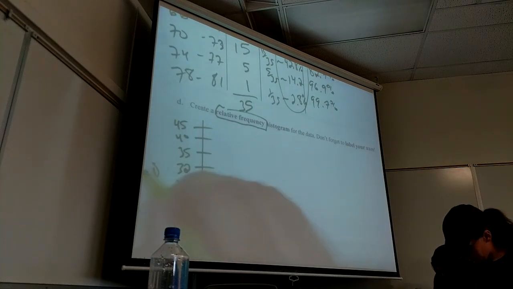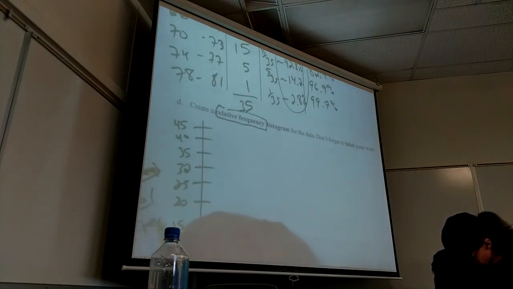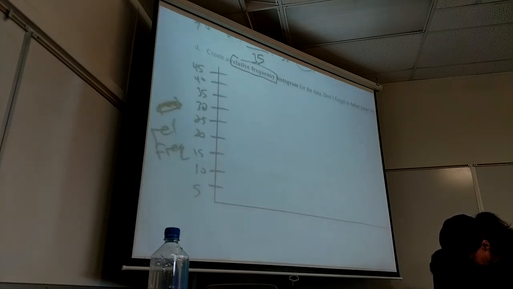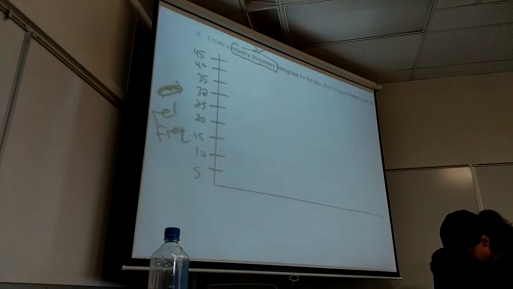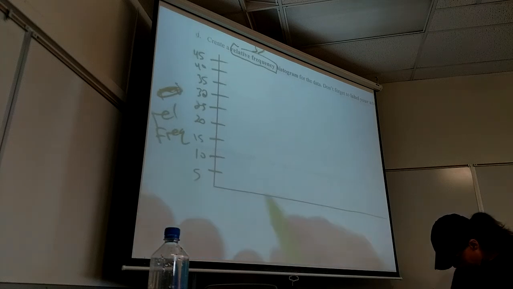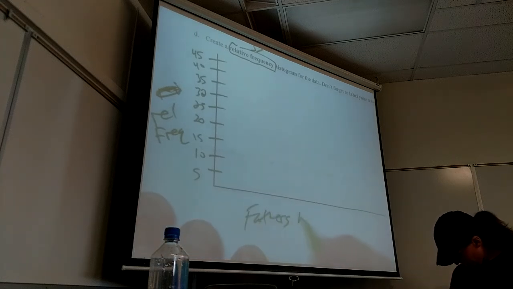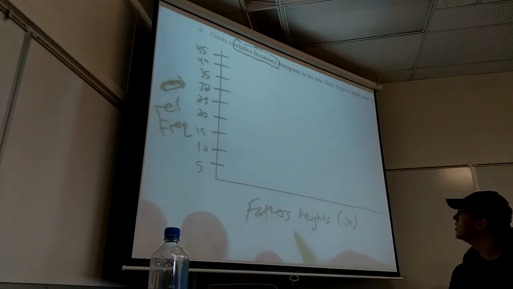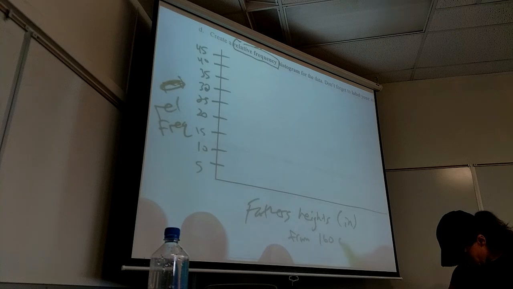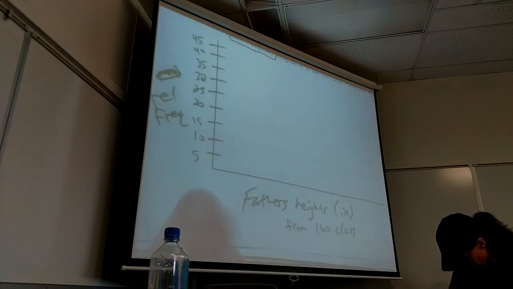Let's see, relative frequency. I love you guys with the label on the bottom. I'll accept a few different variations, but basically just fathers' heights in inches from the 160 class. If you just put this, I'm happy. Now, the bottom doesn't have to reference the other axis at all. Fathers' heights, inches from the 160 class.